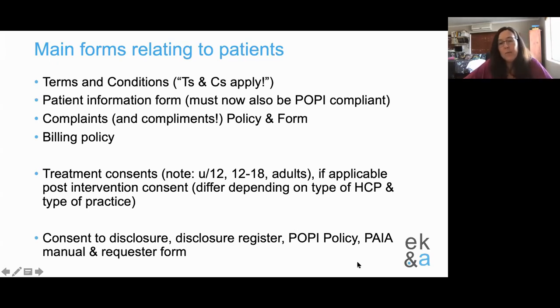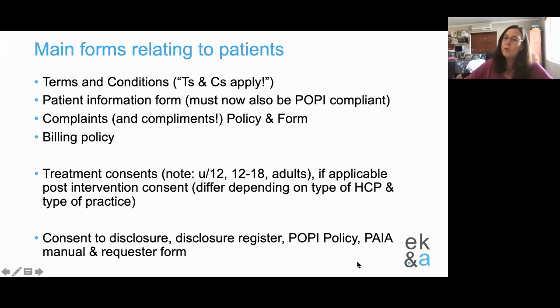The last type of forms are all the new kind of POPI related forms. So, consent to disclosure form. This is really important because it's no longer okay to just say, yes, you can talk to my HR manager about, you know, how I'm battling to adjust in the workplace and what is needed there.